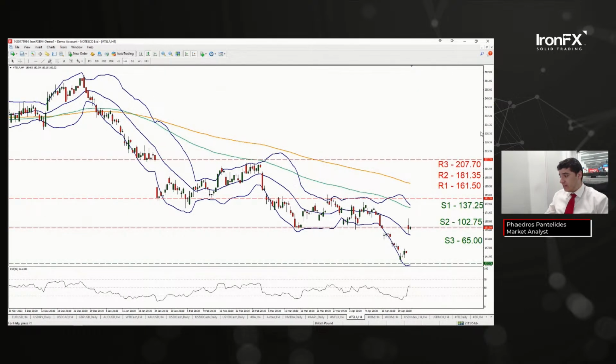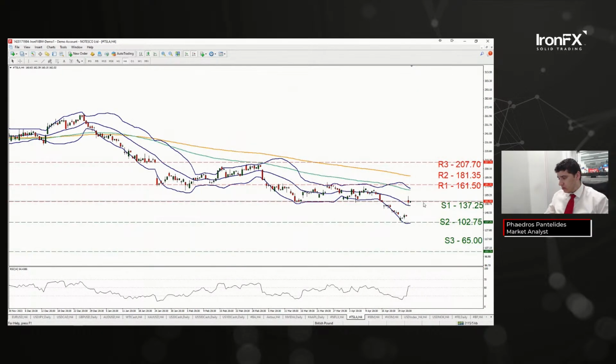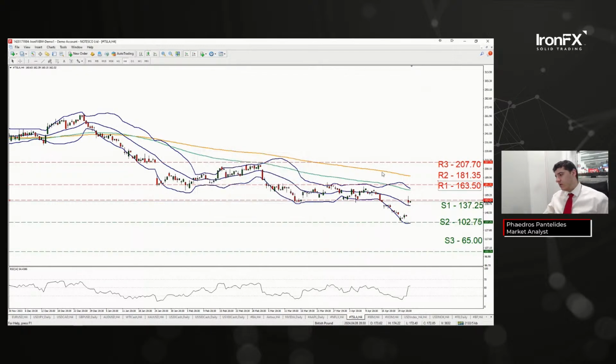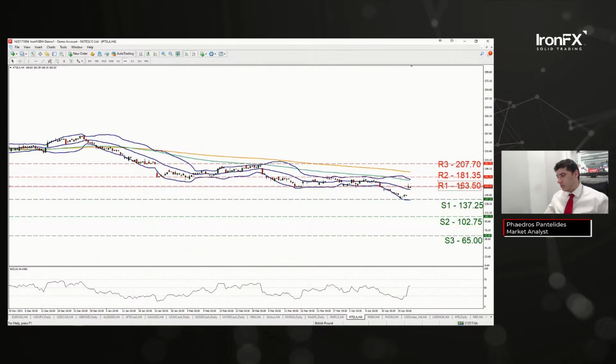We can also look at Tesla, which has gapped up. So R1 needs a bit of tweaking at 163.25. Other than that, we're keeping the rest of the support and resistance levels as we had previously stated. 207.70 for R3, 181.35 for R2, 163.50 for R1, S1 137.25, S2 102.75, and then S3 $65 per share.